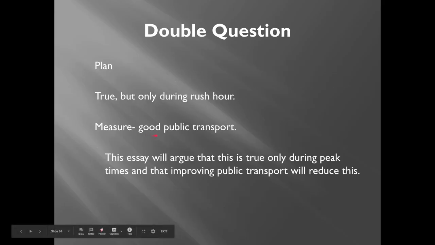So let's have a look at the plan for this one. So for my first question, I'm going to say that this is true, but it's only really true during rush hour. Any of the cities that I have lived in, I've never lived in a city that was 24 hours a day congested. Most of the cities that have a problem with this only have a problem during rush hour, peak times. So I'm going to say that. And then the measure to improve this, the obvious answer is better public transport.